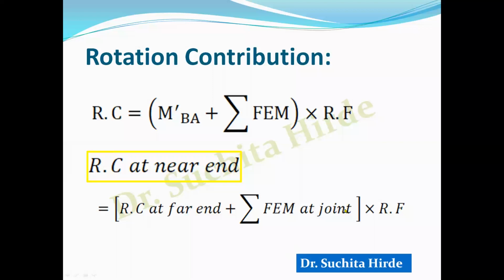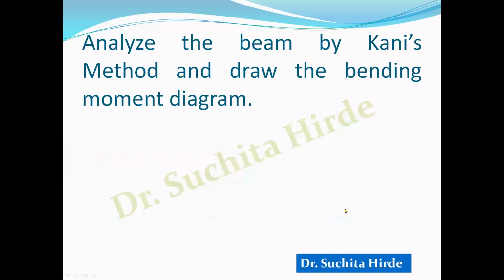Now let us solve one numerical example on Kani's method, and I will explain all the steps using this example only. That is analysis of beam by Kani's method, continuous beam. And we will draw the bending moment diagram.